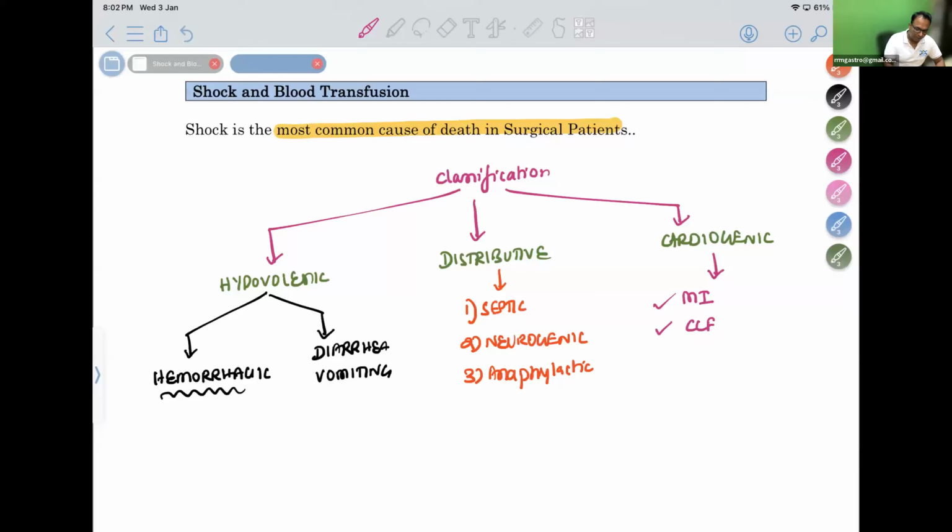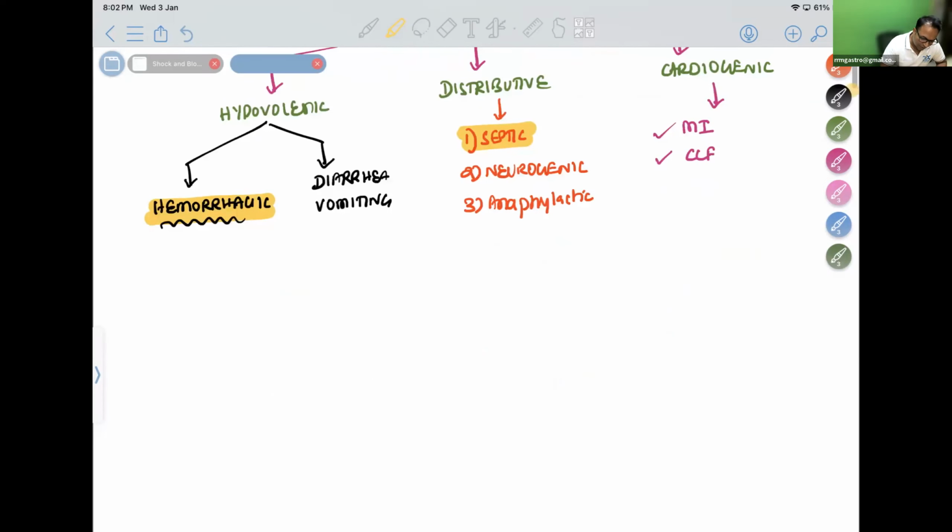So this is the basic category. In this category, as surgeons, we will be dealing with only two types of shock, hemorrhagic shock and septic shock. Since it's a surgery essay question, if you write in detail about hemorrhagic shock and septic shock, it is more than enough. So first of all, to understand shock, the pathophysiology behind the shock.